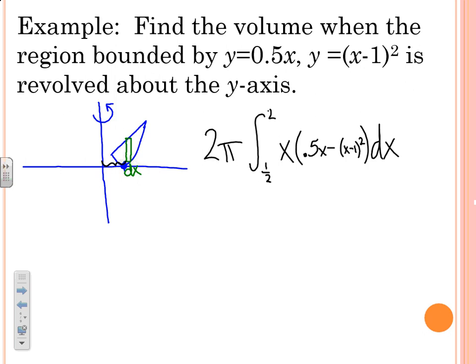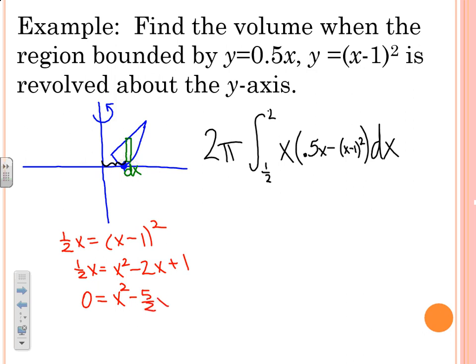Okay. If we did the algebra here, what do we have to actually do? Okay, we have to multiply this out, right? x squared minus 2x plus 1. Which means we have x squared minus 5/2 x plus 1.